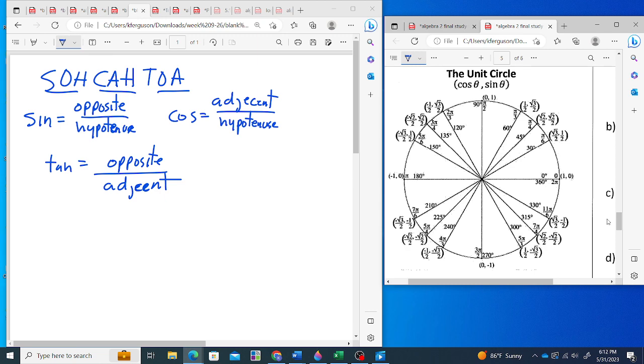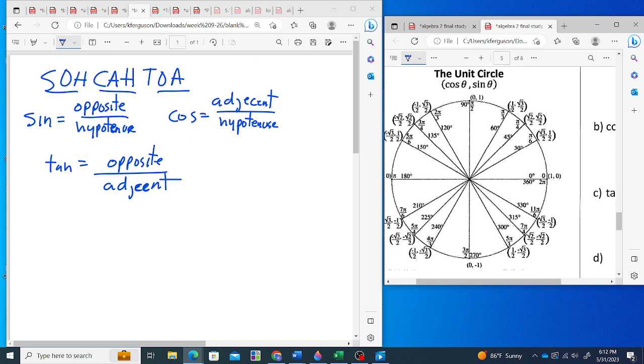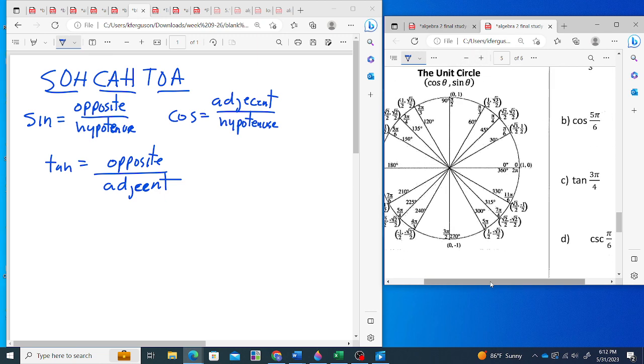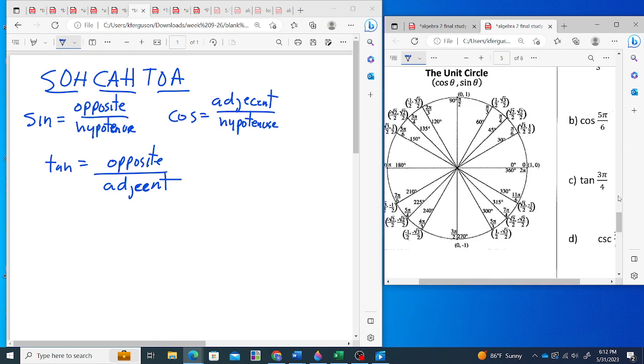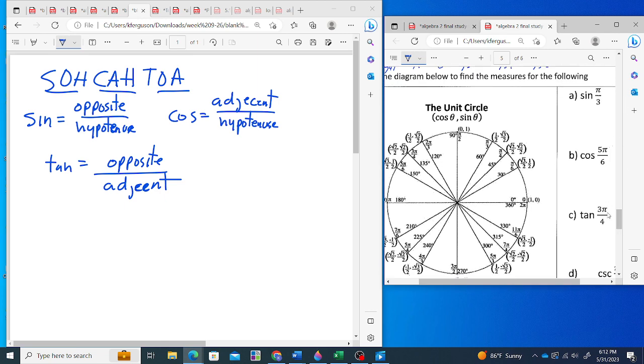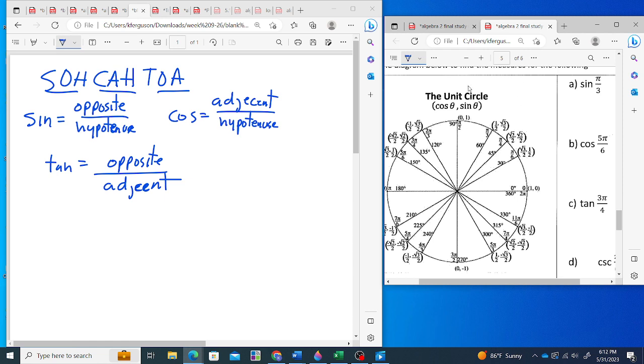So now let's talk about the unit circle. If we're doing something like sine of pi over 3, this diagram is going to be on the test, so you don't have to worry about writing this down. But maybe you want to write yourself a few notes on your card. So anyway, sine of pi over 3. Pi over 3 is right here. Sine is the second coordinate. Cosine is the first. So sine of this one is just square root of 3 over 2.